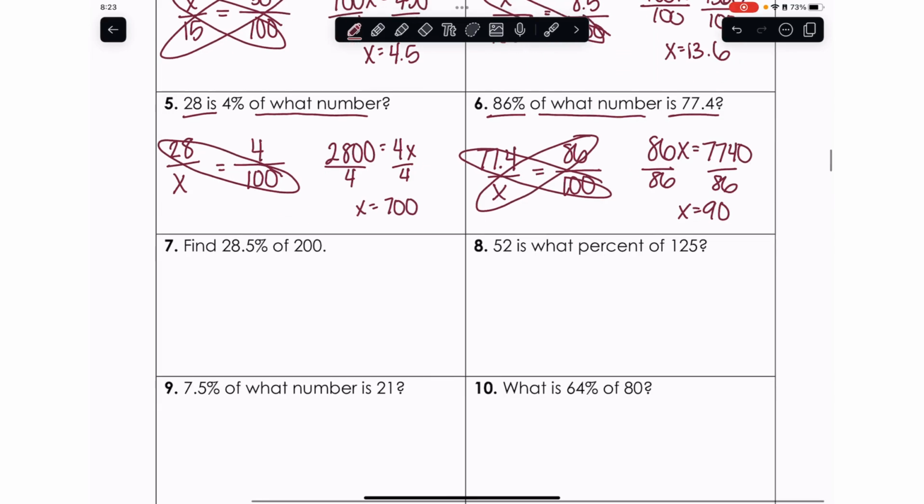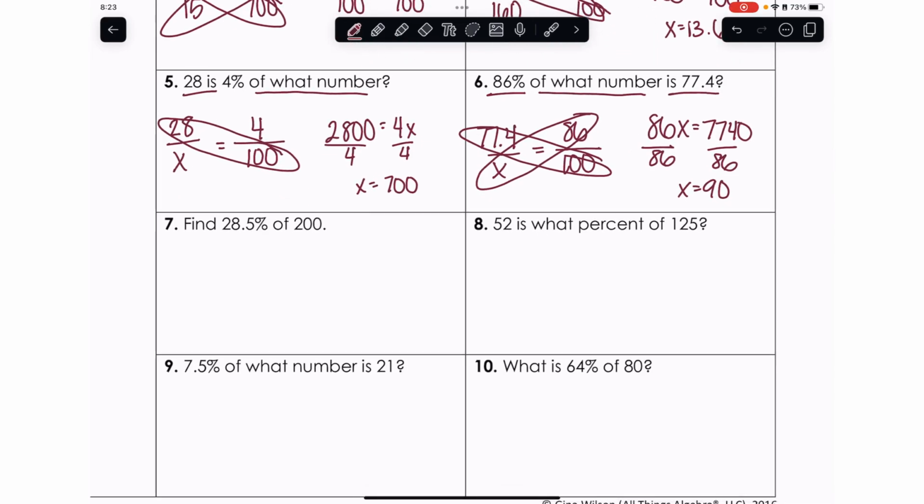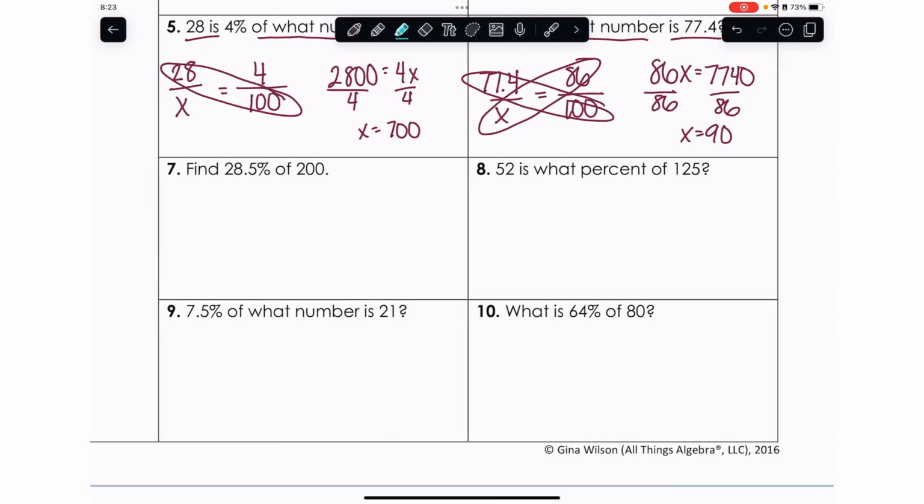Let's see. Maybe I'll do one more, and then you guys can finish out this page. And we might stop there for this page, but we are going to move on to the percent equation as well. So it's all percents today. So I'll do 7, then you guys can finish 8, 9, and 10. And if that goes okay, we'll probably move on to the next page.